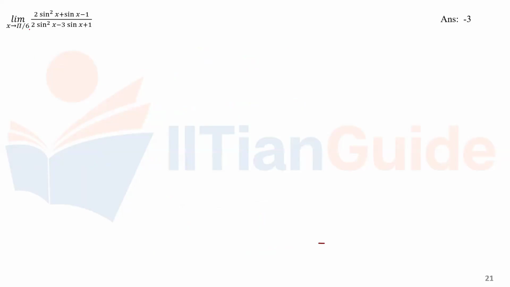We have a question: limit as x tends to pi by 6 of (sin square x plus sin x minus 1) upon this expression. We need to find its value. Anyone can tell me how to do it? Take factors of sin x. So take factors of this quadratic. Correct, 100% correct. This is a quadratic equation in sin x.